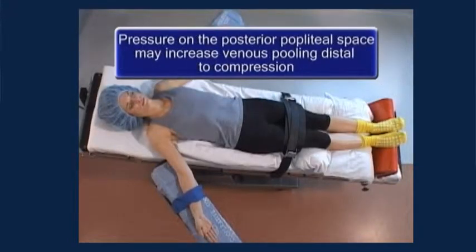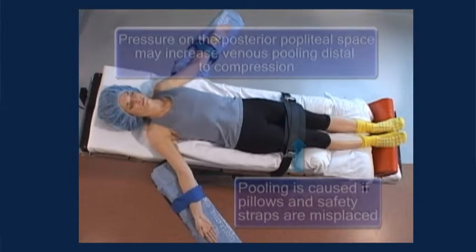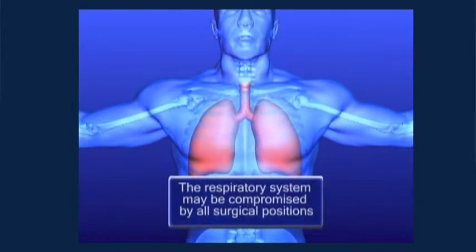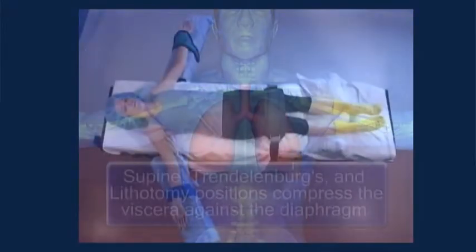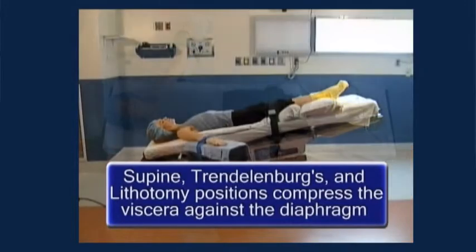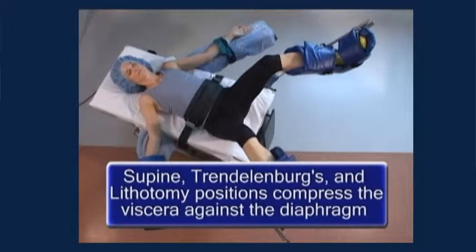Pressure on the posterior popliteal space from a misplaced pillow or safety strap may increase venous pooling distal to the site of compression. The respiratory system may be compromised by almost all surgical positions. Supine, Trendelenburg's, and lithotomy positions, in which the viscera compress against the diaphragm, significantly reduce the tidal volume by 2/3.